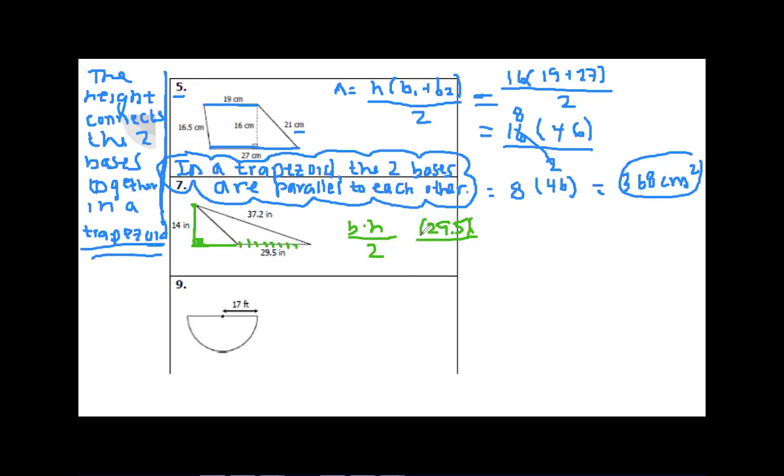So you have 29.5 and I'm multiplying it by 14, and then that's being divided by 2. So 29.5 times 14. 29.5 times 14 is 413. And then I divide that by 2 to get 206.5. Include the units, it's inches squared.